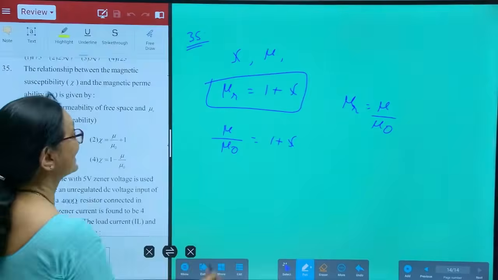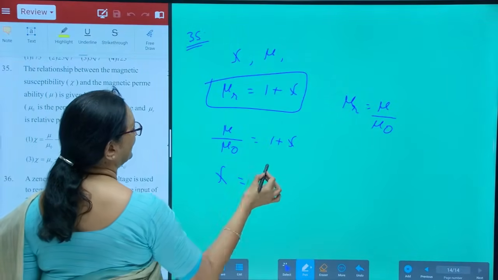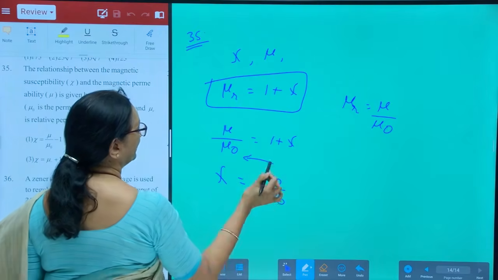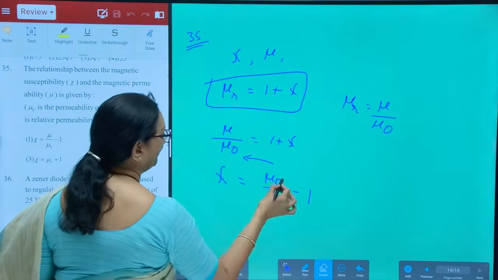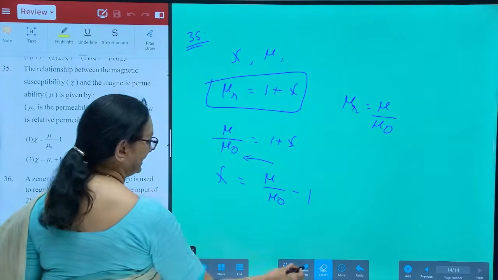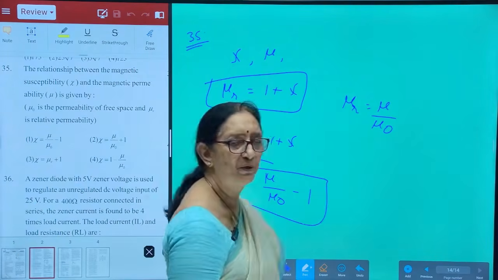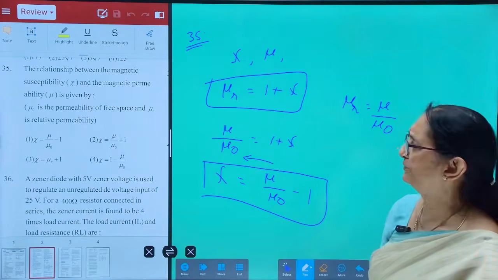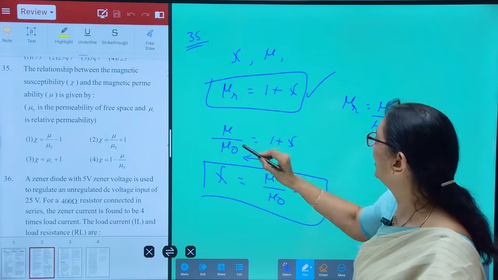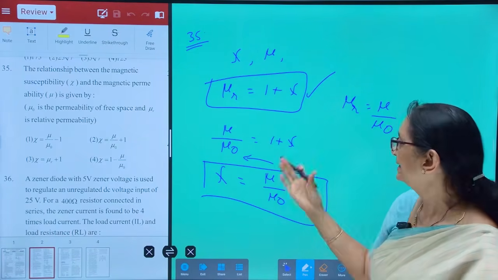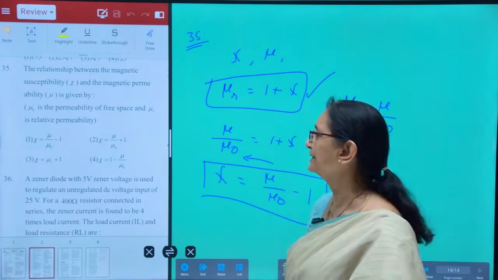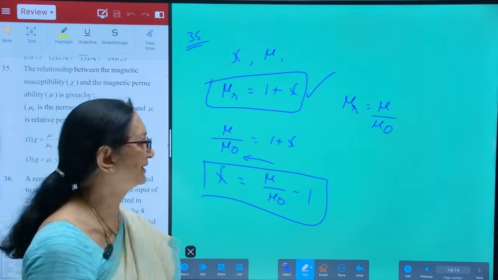If you look at the options, Xi is asked here. So Xi is equal to, if you take this to the other side, mu by mu naught, if you take that one to the other side, it is mu by mu naught minus 1. So first option given is correct. Xi is equal to mu by mu naught minus 1. Such a simple question. Actually, we know this, isn't it? So from this, mu r is equal to mu by mu naught is equal to 1 plus Xi. Xi is equal to, if you take that one to the other side, mu by mu naught minus 1. So first option is true for that question.